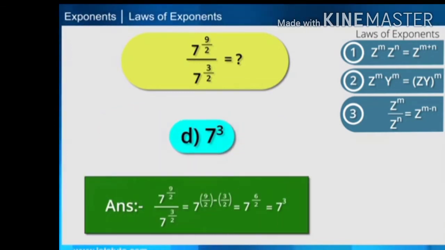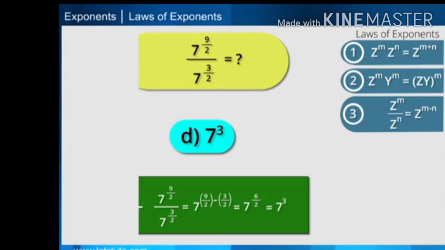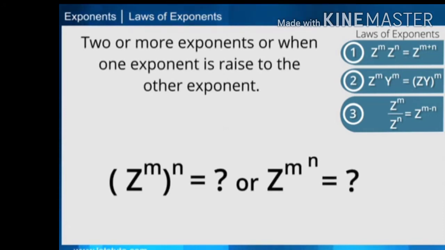It will be 7 raised to the power 3. Now, moving ahead, let's see how we are going to find the solution if there are two or more exponents, or when one exponent is raised to the other exponent.